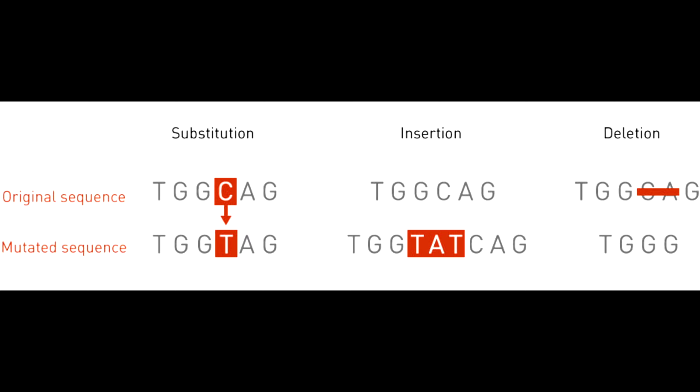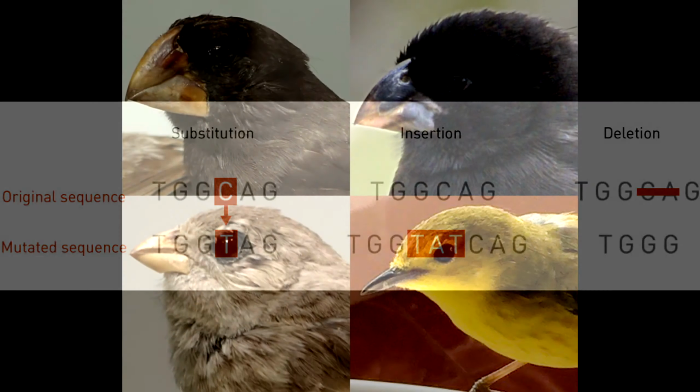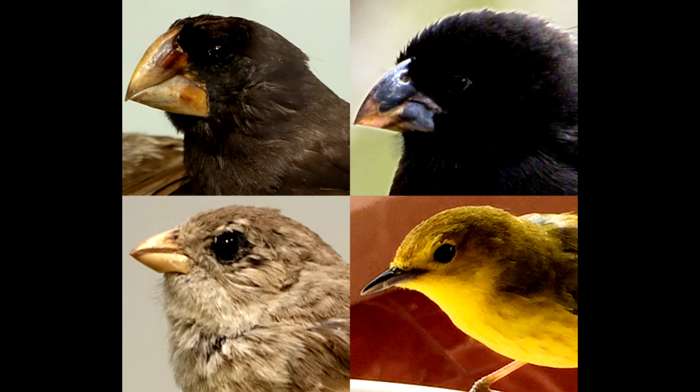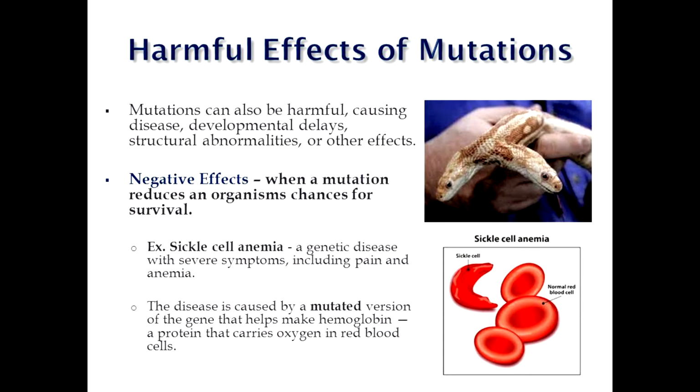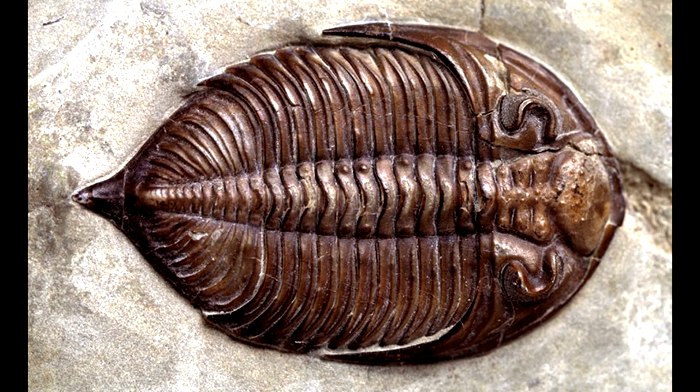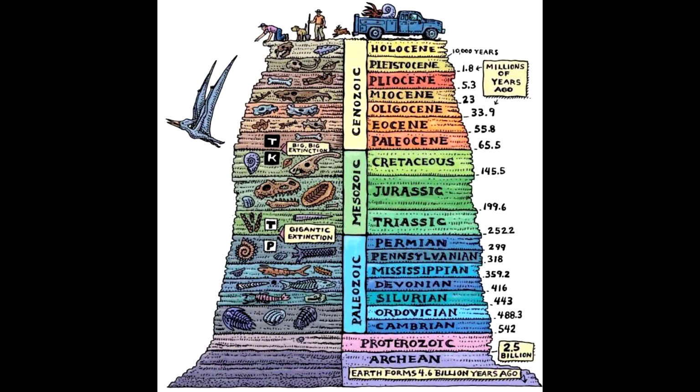The vast majority of mutations are neutral, but some can create negative traits, and some can create positive traits. Over time, positive traits will be selected for, like the beaks on Darwin's finches, and negative traits will be filtered out. Positive really just means mutations or traits that make the organism more likely to pass on its genes.